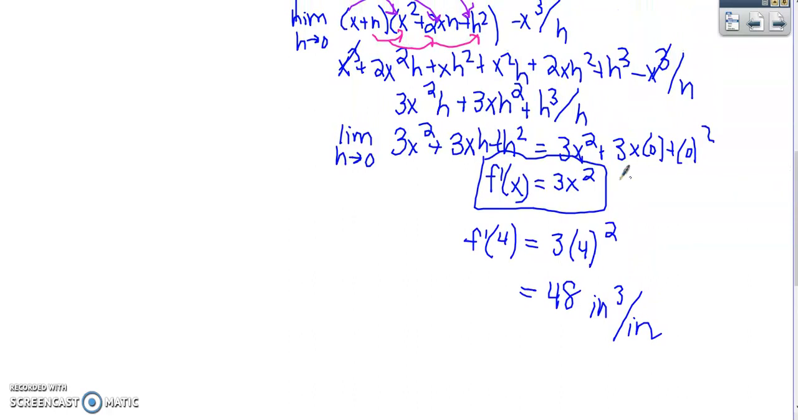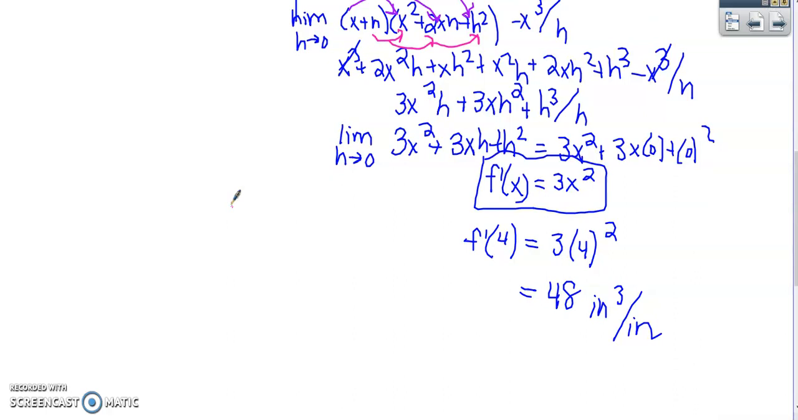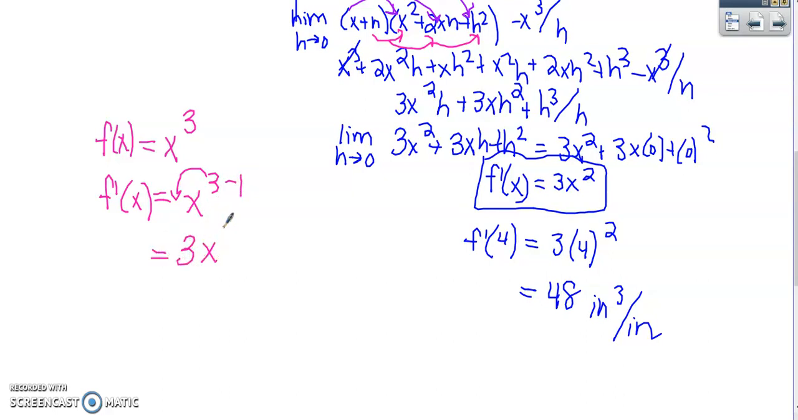All right. Real quick, I want to show you a fancy shortcut. You can't use it now, but you'll talk about it next year. If I have my function, f of x is x cubed, to get f prime of x in the most simple version, we take this exponent, drop it down out front, and we subtract 1. I get a 3 out front. 3 minus 1 is 2. There is your 3x squared that we got this way.